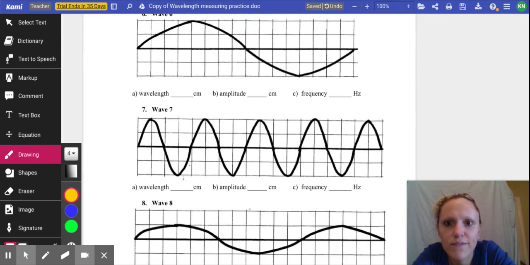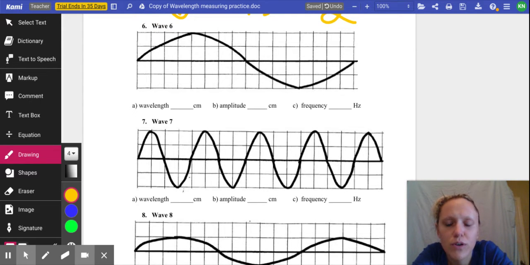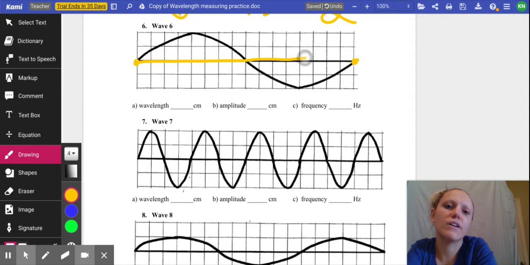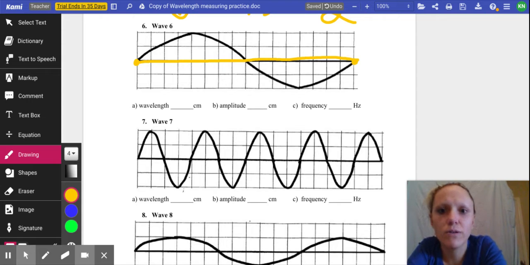All right, wave 6. So we are looking at the wavelength. So this is another one of those bigger waves. Okay, and so I'm going to be picking my origin on both sides because we've got a crest and then just a trough. And so I'm going to draw my line, and I'm going to count. It'll be 16 centimeters in wavelength.